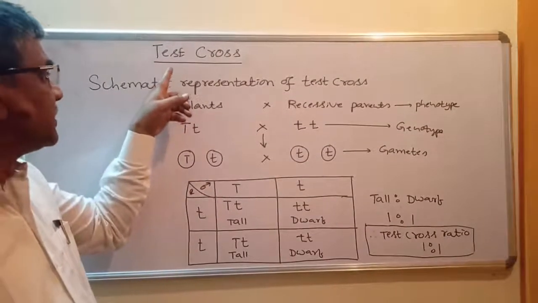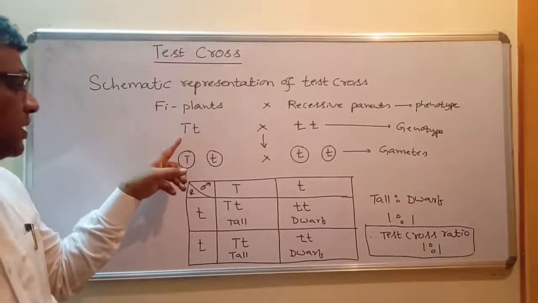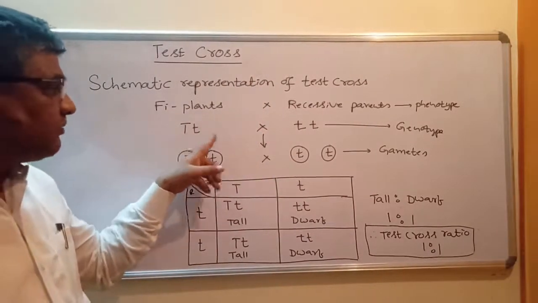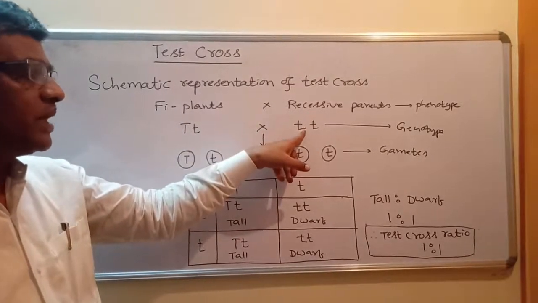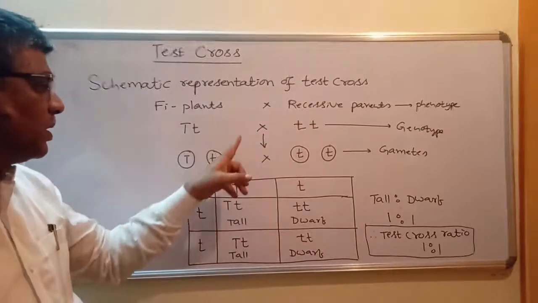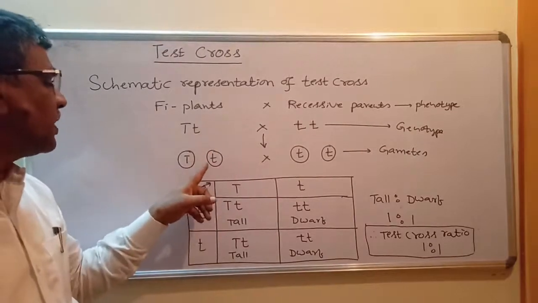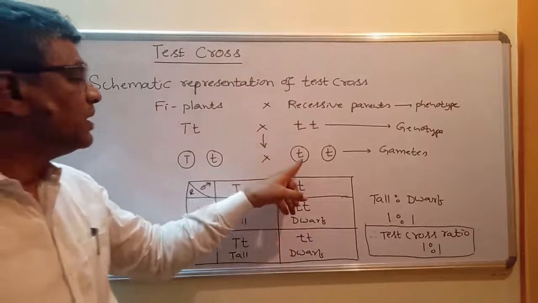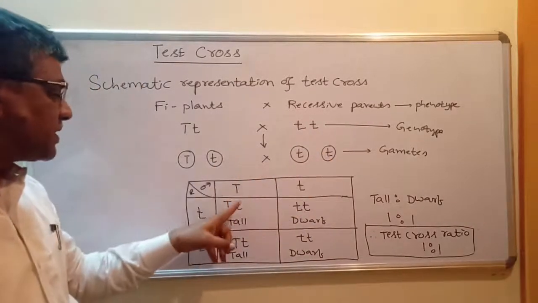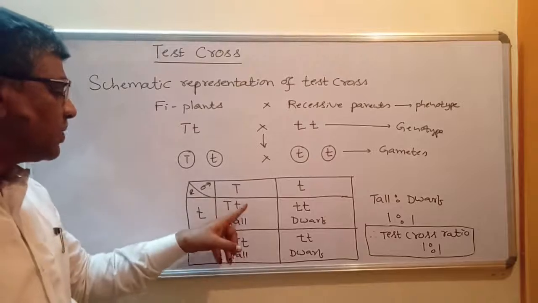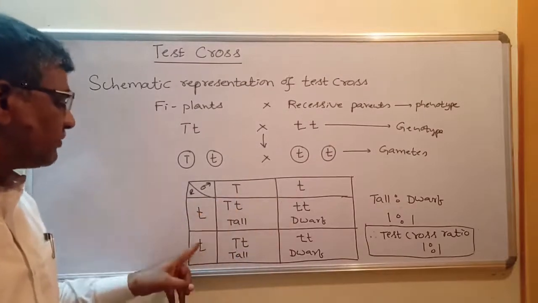Now let us understand the schematic representation of test cross. These are F1 plants. These F1 plants are crossed with the recessive parent. The genotype of the recessive parent is small t. Since the F1 is different, we have taken two gametes, capital T and small t, and here we have taken small t. When these gametes are put in a Punnett square to get the possible combinations, these two are male gametes and these two are female gametes.